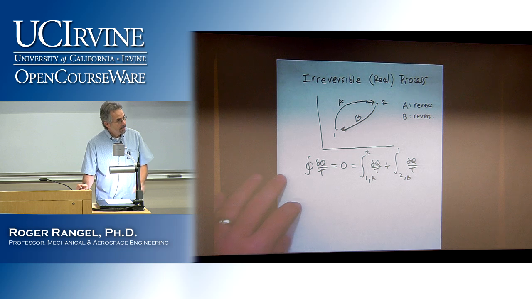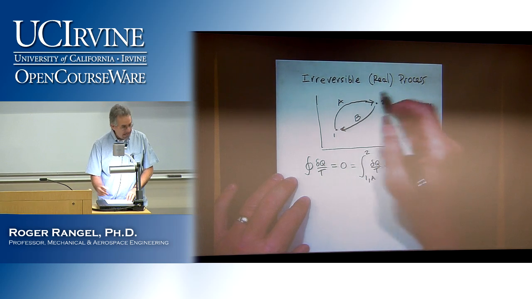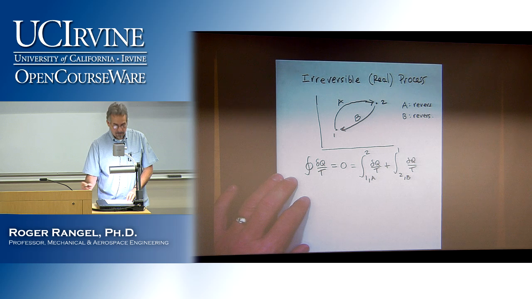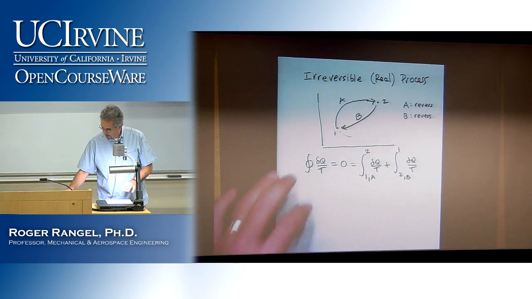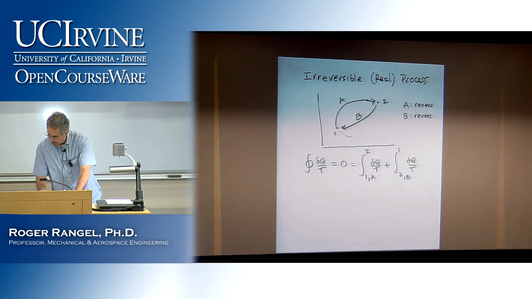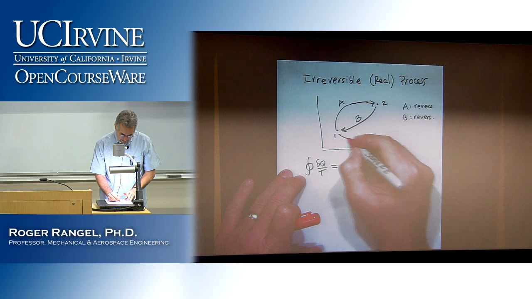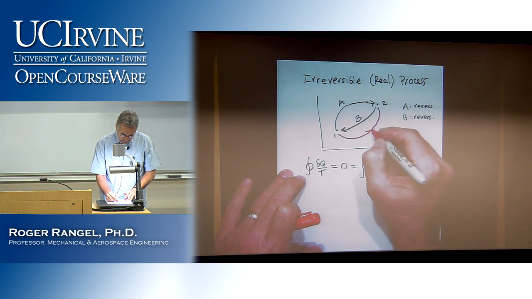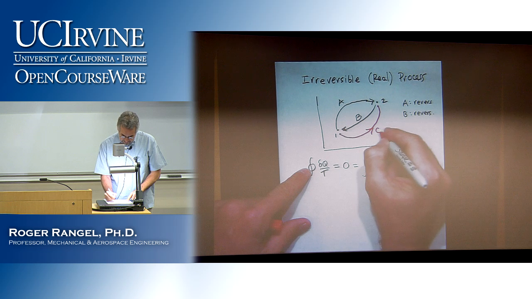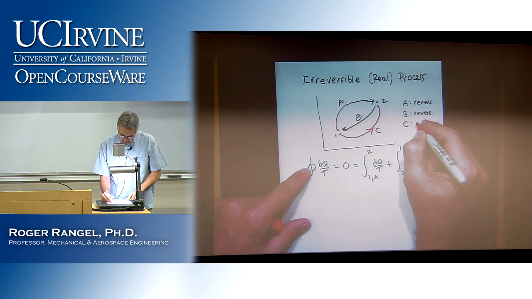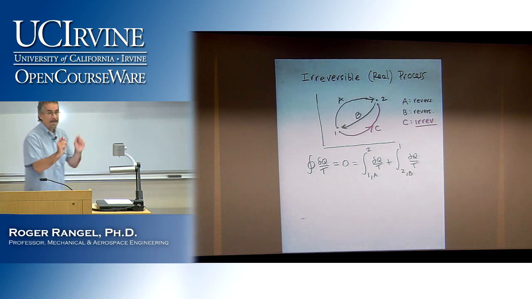So let's change the going process. So instead of going on A, which is reversible, we're going to actually go from 1 to 2. I'm going to take another path, C, and this is the irreversible path. That's a real process.